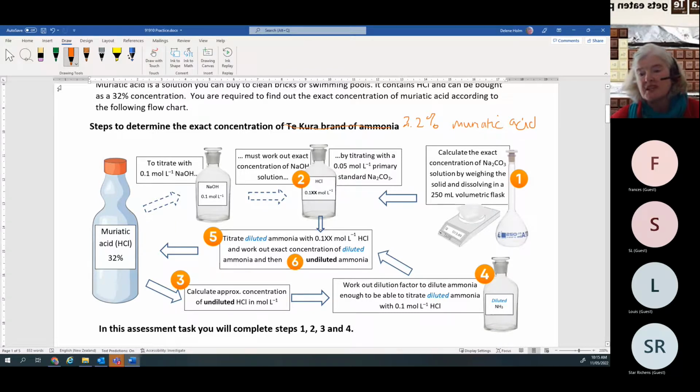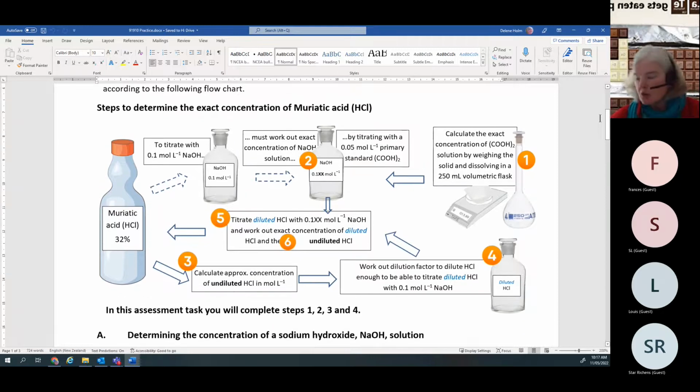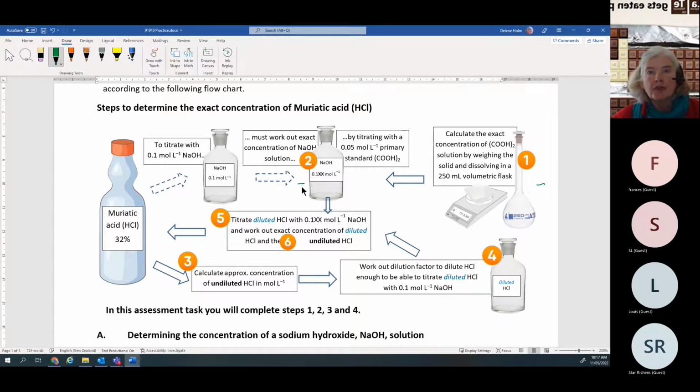So you sometimes will see it in the shops as muriatic acid, or you might see it as hydrochloric acid. So you normally buy hydrochloric acid in, say, Bunnings or whatever for removing any mortar off bricks if you want to clean your bricks or swimming pools or so on. And so the first section that you have to work on is steps 1 and 2. And then in the lab, you do steps 3 and 4 and 5. And then at home, you fill up all the report and you also do step 6.